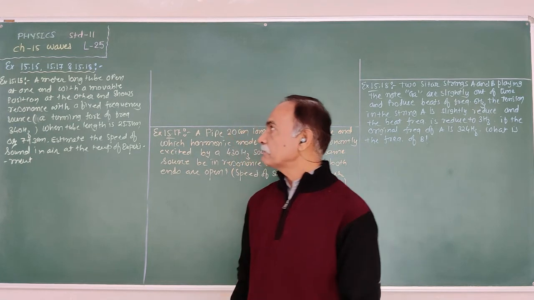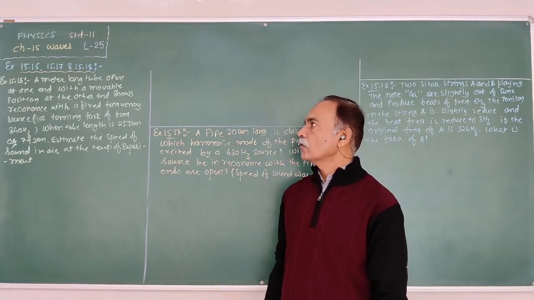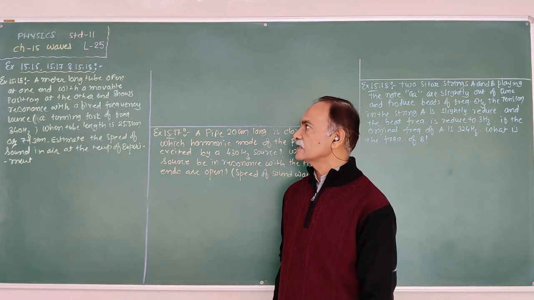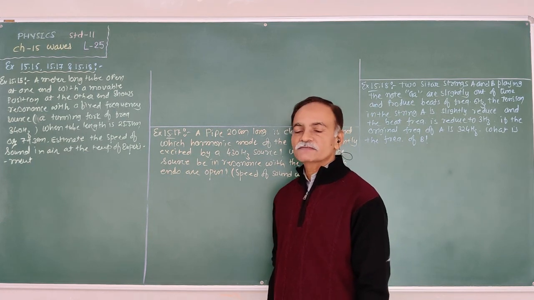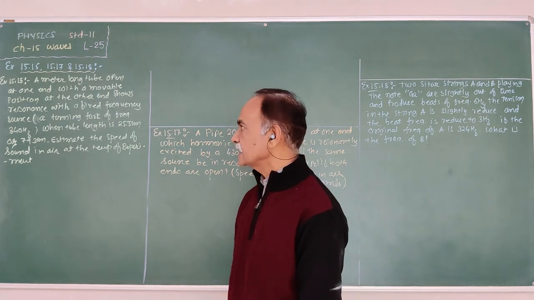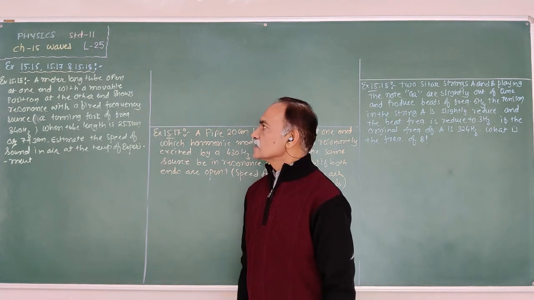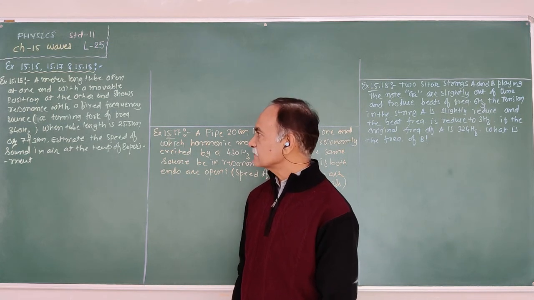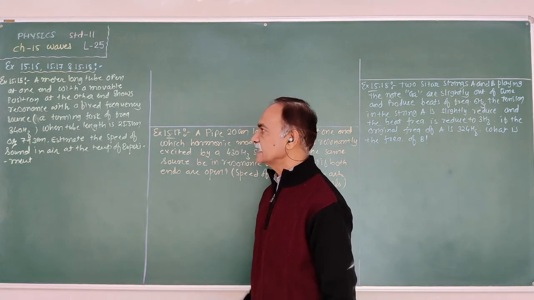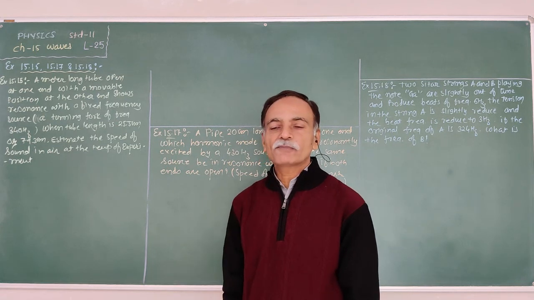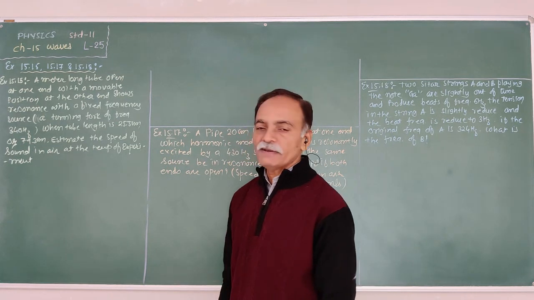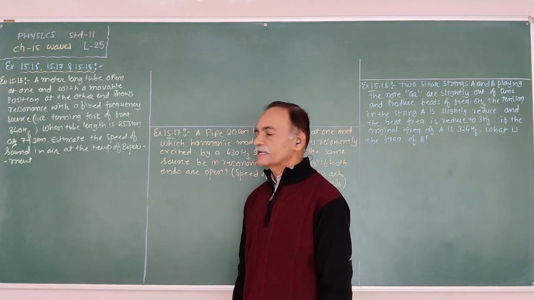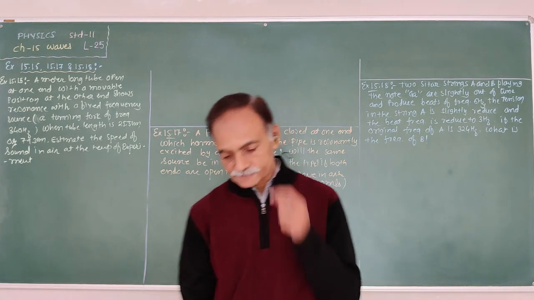Now in 15.15, a meter long tube open at one end with a movable piston at the other end shows resonance with a fixed frequency source of 340 Hz. When the length is 25.5 centimeter or 79.3 centimeter, estimate the speed of sound in air at the temperature of the experiment.